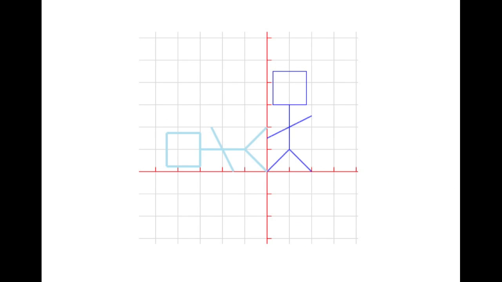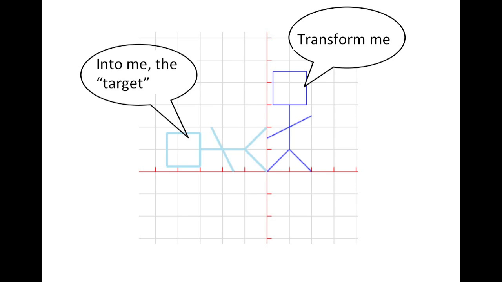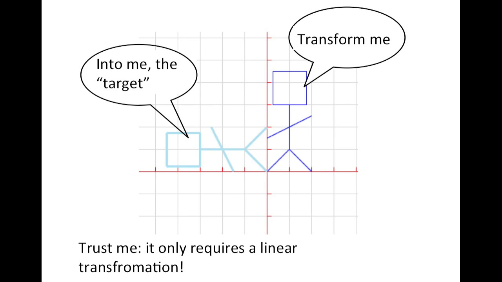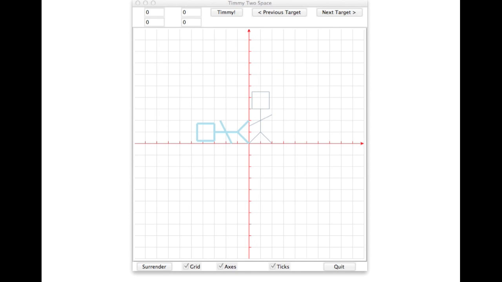Now, let's look at transforming Timmy into the target, keeping in mind that we are only going to consider linear transformations. Here is the little tool that you're going to be working with. Timmy is going to be right there. The target is going to show up somewhere.